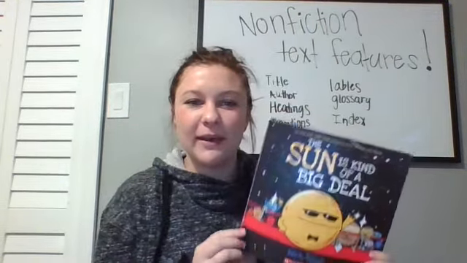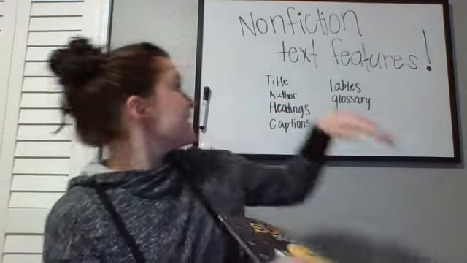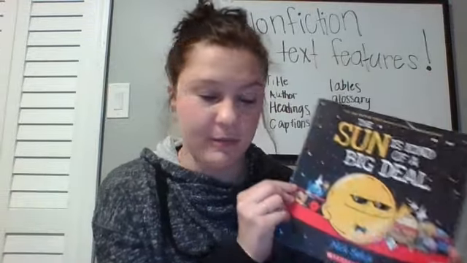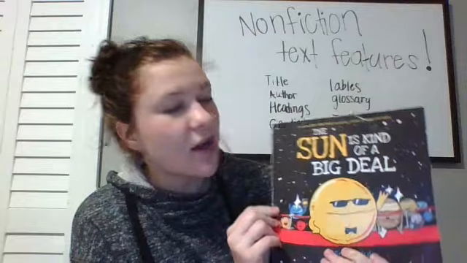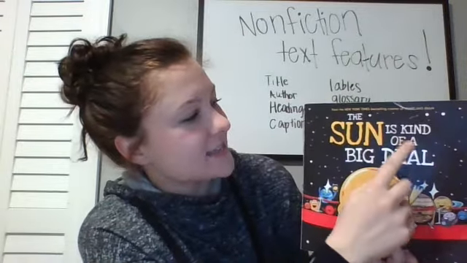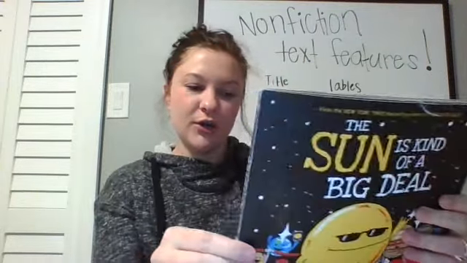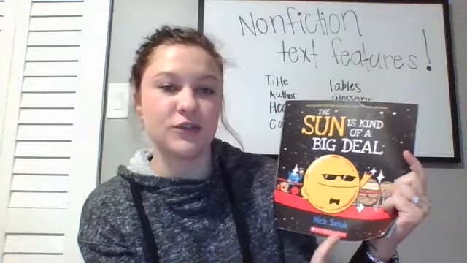So a few things that I want to point out in our story is the title and the author, because those things are on the front cover of the book. So the title of this story is called The Sun is Kind of a Big Deal. And the author of this story is Nick Selleck. So we know from what we've learned in school that the author is a person that writes the words, and the illustrator, who isn't listed on here, but it's usually at the bottom and it says illustrated by, is the person that draws the pictures.